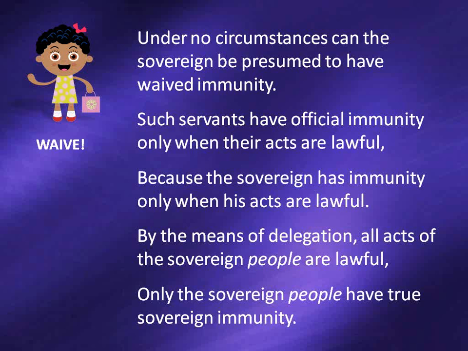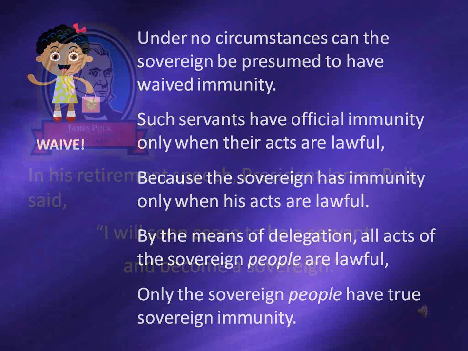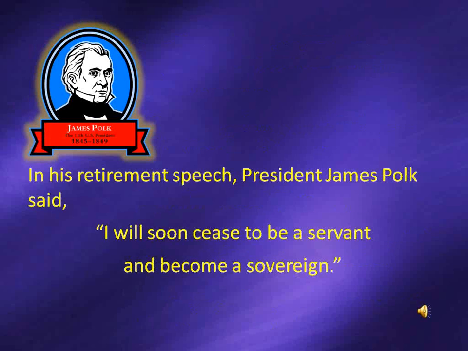While holding public office under oath, even we the people waive sovereign immunity during our term of office, being bound by the rights, duties, capacities, incapacities, privileges, and immunities assigned to that office by operation of law. President James Polk said in his retirement speech, "I will soon cease to be a servant and become a sovereign." Having delegated the duties of the king to persons under the incorporeal persons, about the only duty left to we the people is to hold our servants strictly accountable to the rights, duties, capacities, incapacities, privileges, and immunities assigned to their various offices by operation of law.